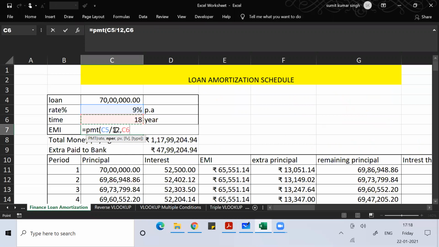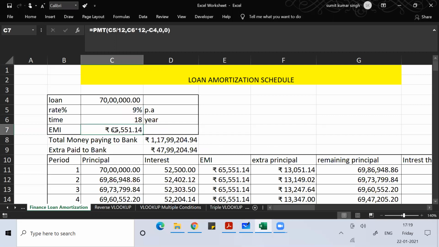NPR is whatever the time period given, into 12. Because you're going to pay 12 times in a year, so in 18 years you will pay 18 into 12 times. Then PV is your 70 lakh rupees. Then FV put 0, type put 0, close bracket, enter. Your work is done. You will get the EMI value.